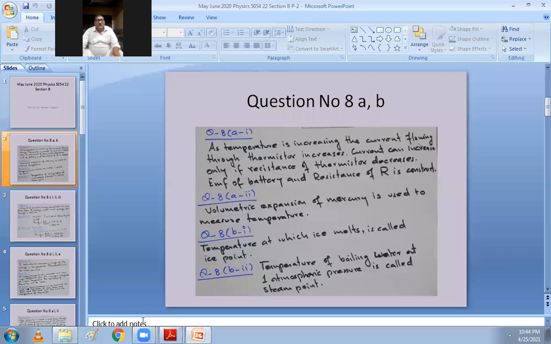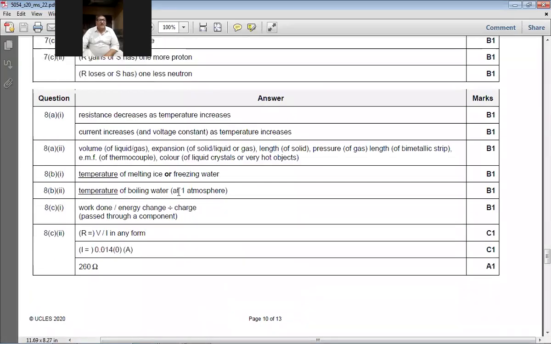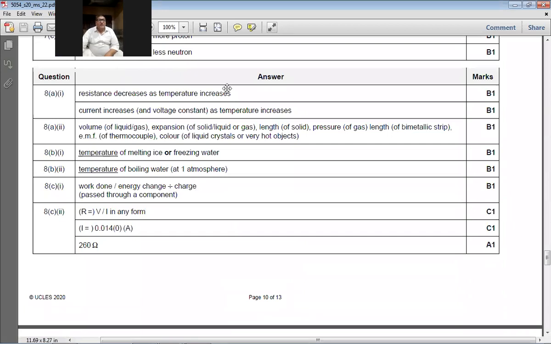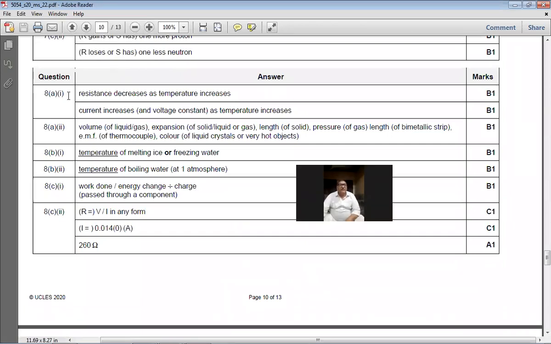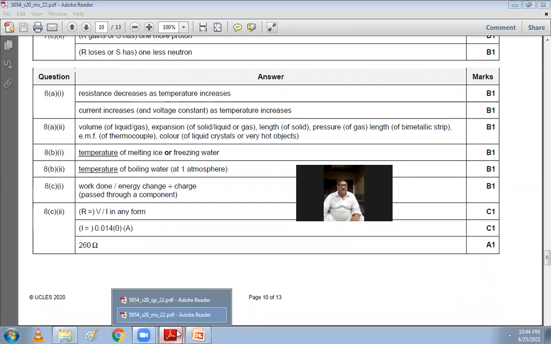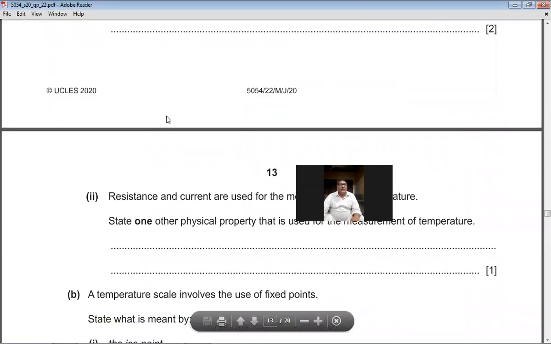So let's check what the marking scheme has to say. Question number 8 is showing up on your screen, and you can see question number 8A, first part. Resistance decreases as the temperature increases. Current increases and voltage constant as the temperature increases. So it's a 2-mark question, and I hope that you have understood. Okay, so let's move to the next part.